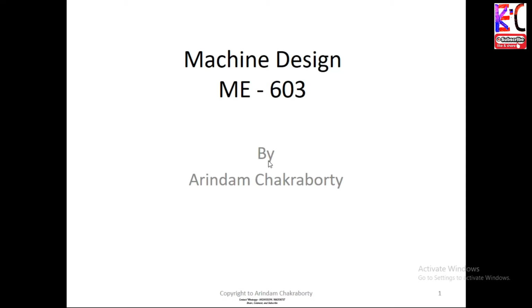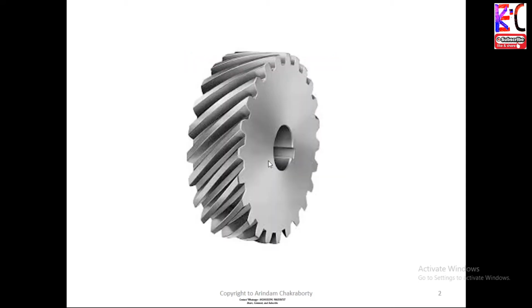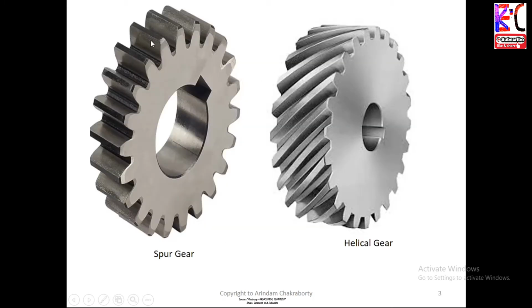Now first of all, let us see what a helical gear is. Unlike spur gear, helical gear has the teeth in an angular form. To understand comparatively, this is your spur gear, whose teeth are parallel to the central axis of the gear. But if you observe over here, the central axis of the helical gear makes some angle with the teeth, called phi.